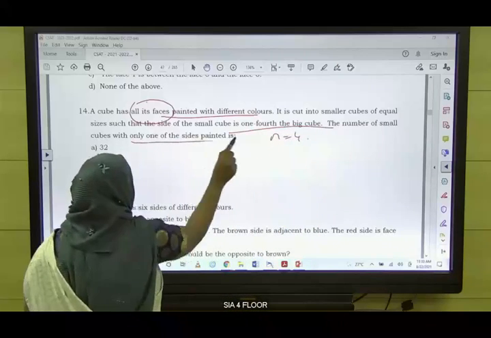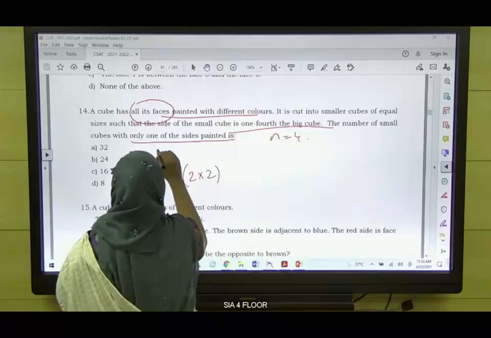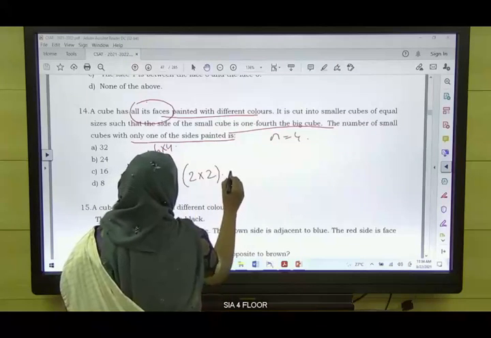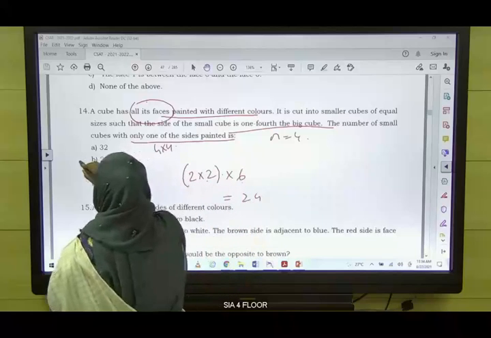So in that, how many are one phase painted? So the inner matrix will be 2 cross 2 because this is 4 cross 4. Inner will be 2 cross 2 into 6. So 2 into 2 into 6, 24. 24 is the answer.